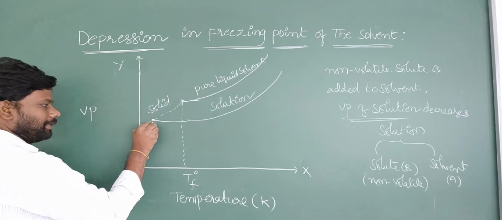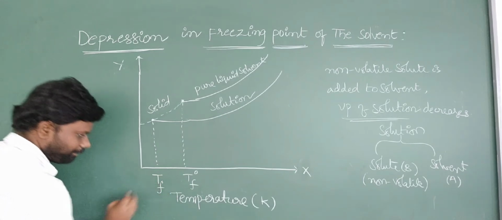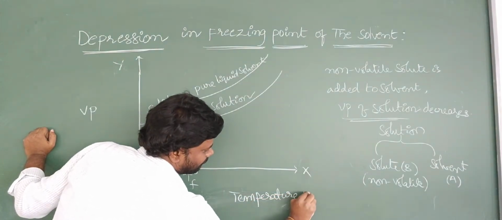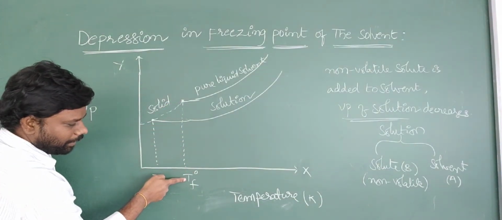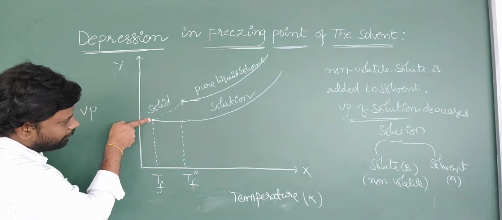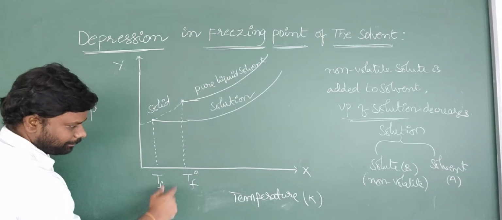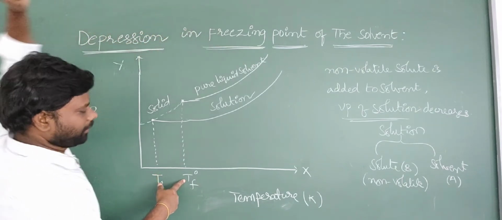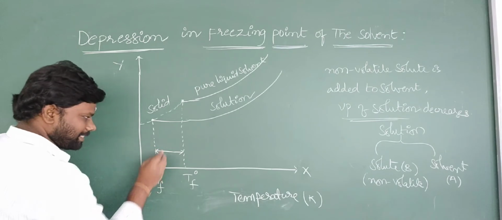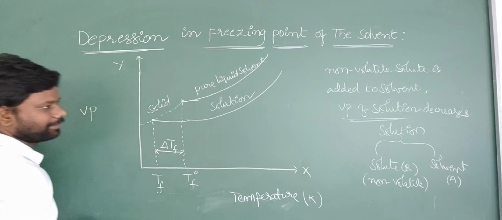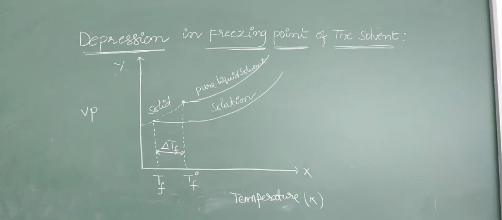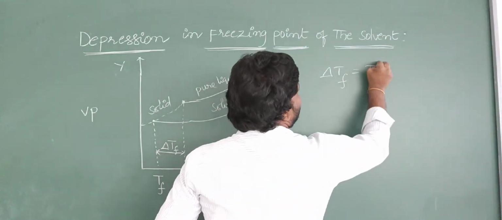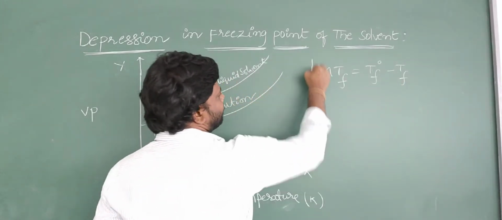This point indicates the freezing point of the solution, TF. The earlier point is the freezing point of pure solvent, T naught F, and this point is the freezing point of the solution, TF. The freezing point of the solution is always less than the freezing point of the pure solvent. This difference is the depression in freezing point, denoted by delta TF. Delta TF is equal to T naught F minus TF.